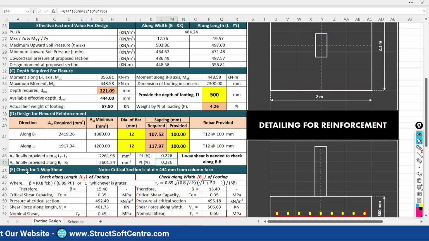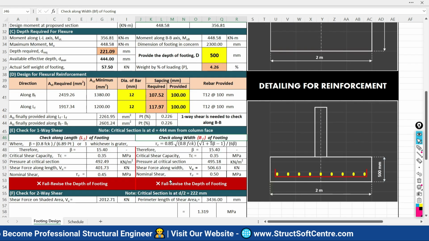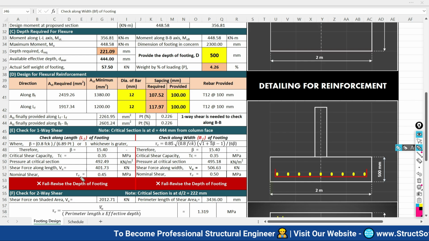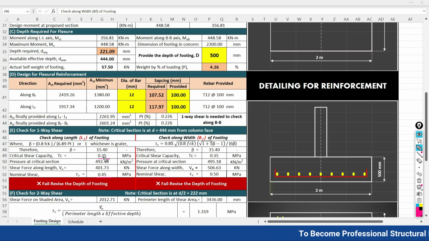Now we have to perform the one-way shear check along the length of the footing and the one-way shear check along the width of the footing. These two checks need to be performed, and there we are mainly looking at the nominal shear and critical shear. So the maximum critical shear capacity is 0.35, and your actual shear is coming out to be 0.45. That's why it is failing. Fail, revise the depth of the foundation.